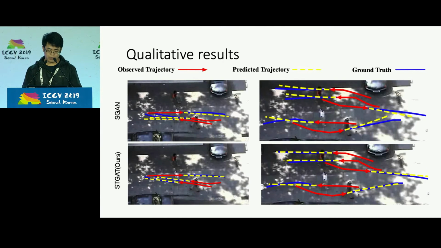Here are the best prediction results of our model and the best baseline model in 2 cases. The second line is our model. The red is the observed trajectory, the blue is ground truth, and the yellow is the model prediction. Our model performs better as we generate trajectories closer to ground truth.